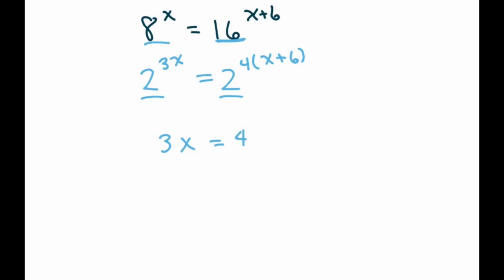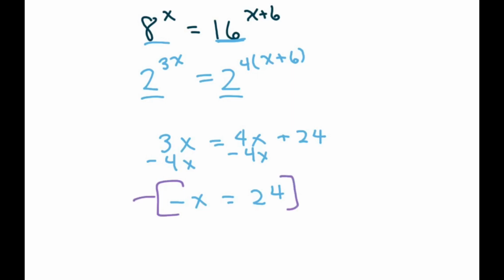So this is 4x plus 24. You can go ahead and subtract the 4x from both sides. So you have negative x equals 24. And we'll just go ahead and negate this whole thing. Multiply everything through by negative 1. So that's going to be x equals negative 24.